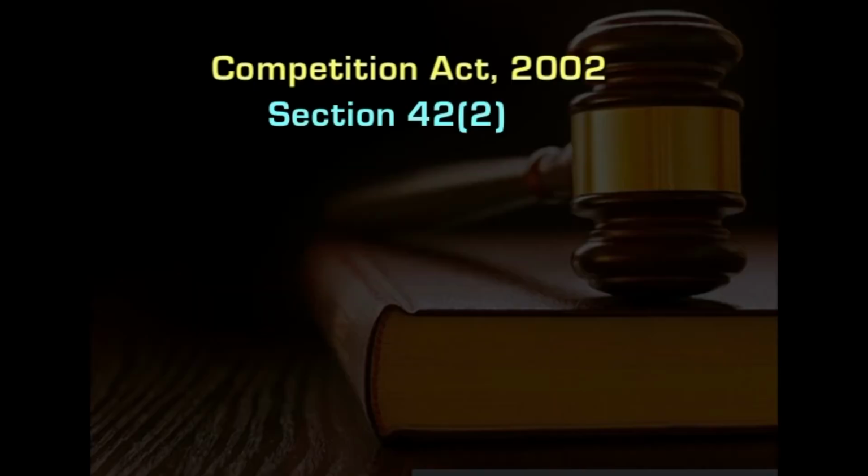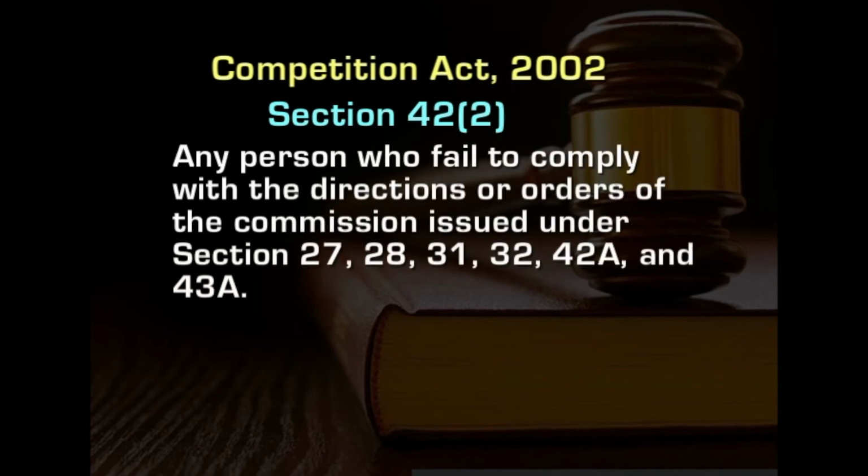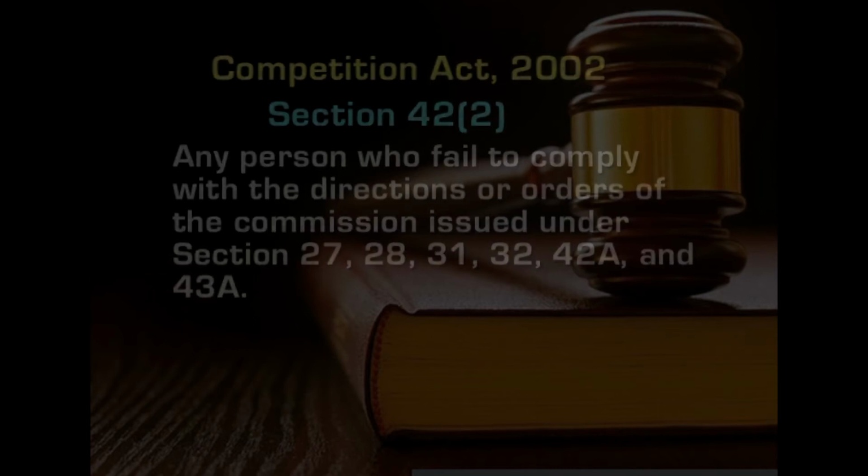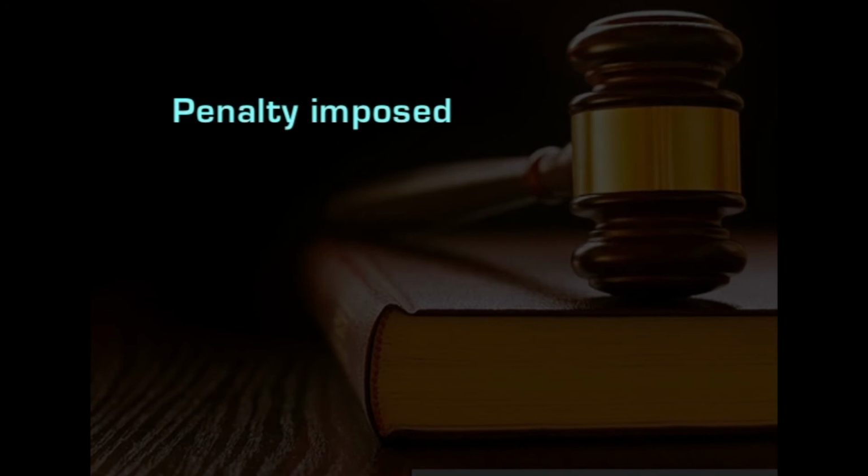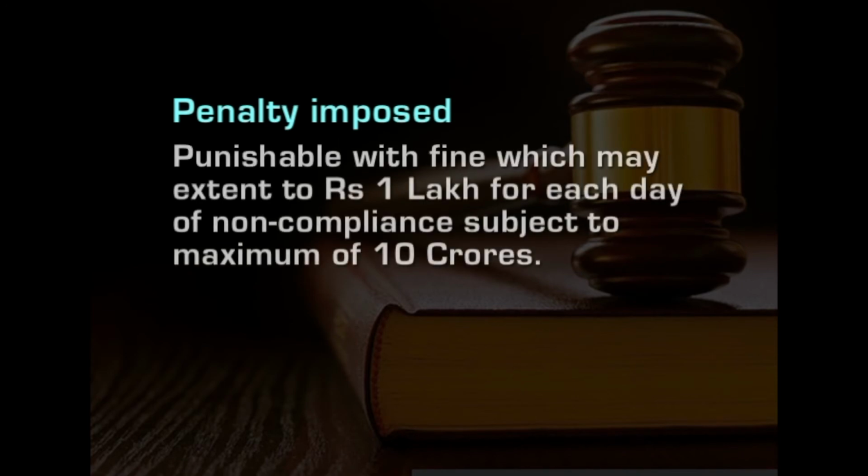Under subsection 2 of section 42, any person who fails to comply with the directions or the orders of the Commission issued under sections 27, 28, 31, 32, 42A and 43A would be considered as a contravention of the provisions under the Act. The penalty imposed for contravening these provisions is a fine which may extend to rupees 1 lakh for each day of non-compliance, subject to a maximum of rupees 10 crores.